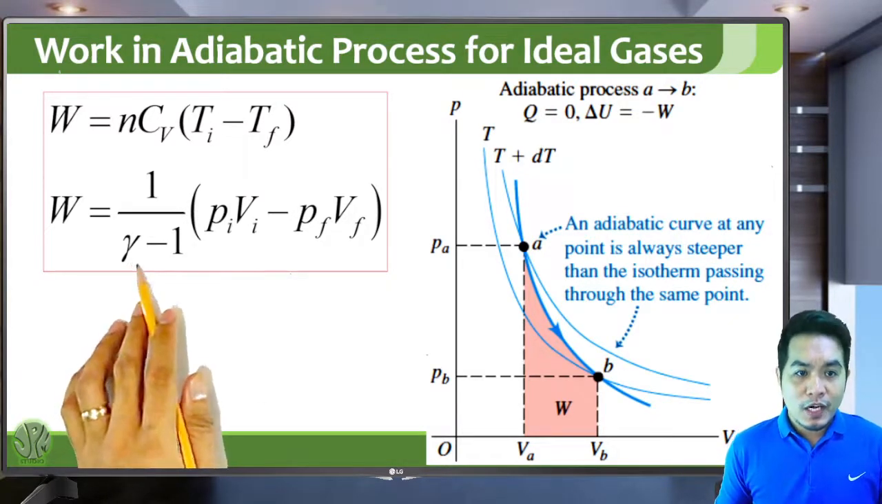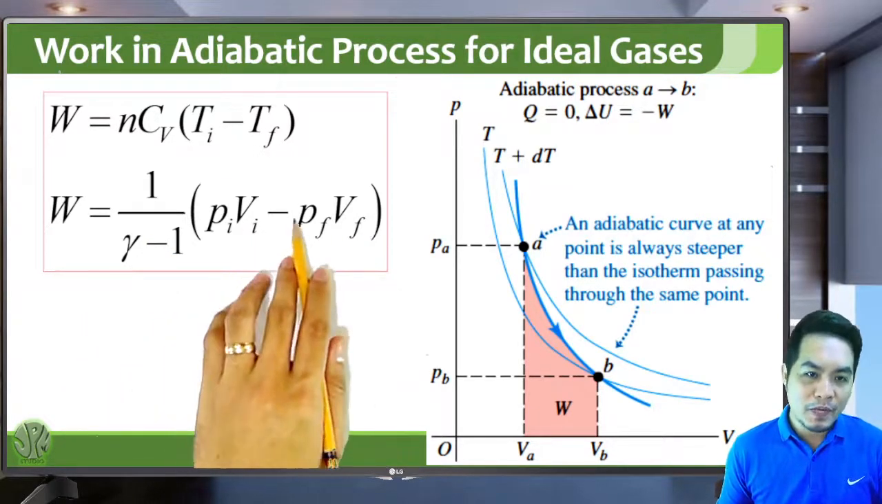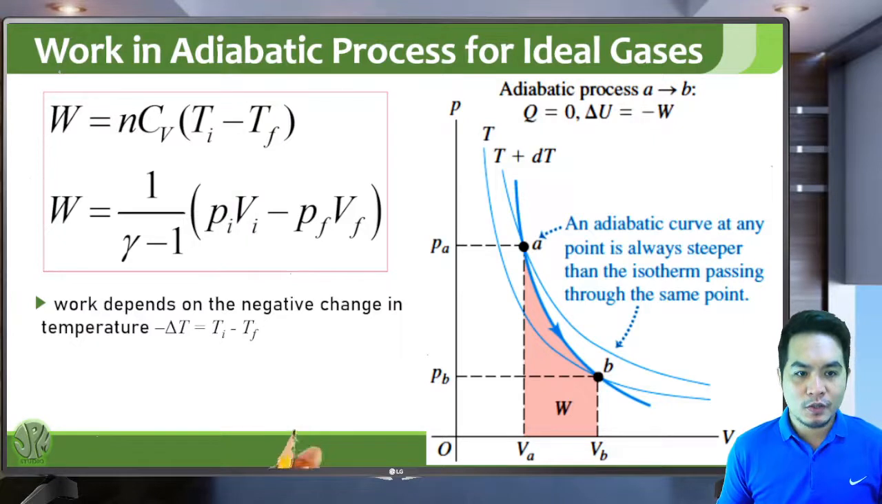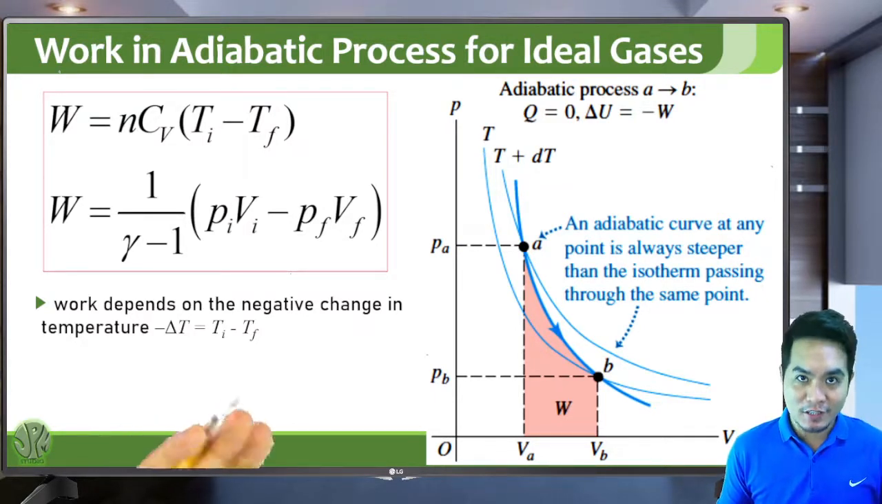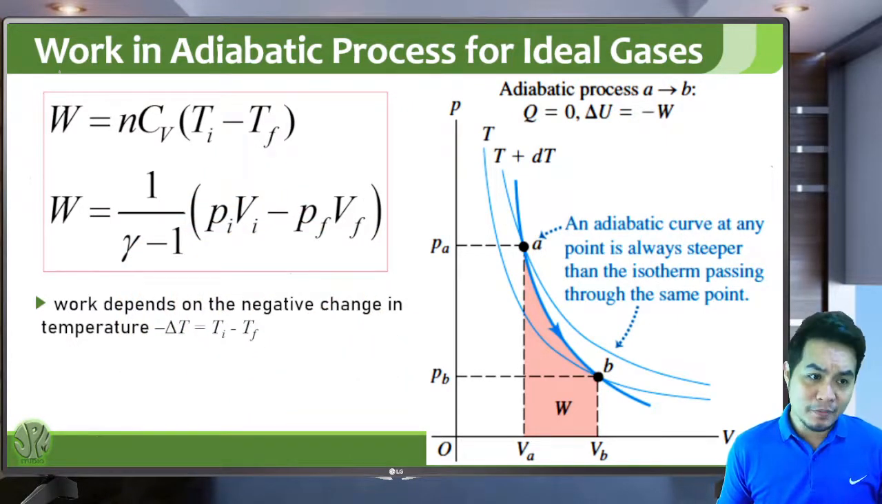It's also equivalent to this: 1 over gamma minus 1 times PiVi minus PfVf, or P1V1 minus P2V2. So that is how you calculate the work in an adiabatic process. Take note that the work depends on the negative change in temperature. If you have a positive change in temperature, an increase in temperature, then the work is negative, meaning the work is done on the ideal gas. If the change in temperature is negative, or you have a decreasing temperature, then the work done by the gas is positive. So the gas is actually the one doing the work.